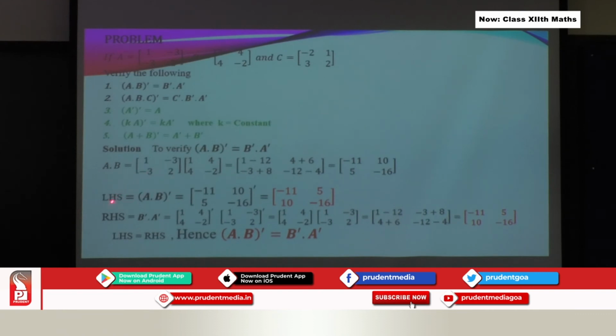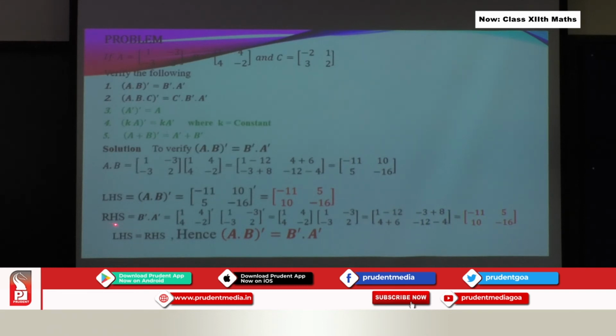Then afterwards we start with LHS. LHS is A into B the whole transpose. I got this matrix for A into B, and I am substituting here. So for the transpose of this matrix, the rows I am changing as columns. So minus 11, 10 comes here, 5, minus 16 will come over here. So this is my LHS.